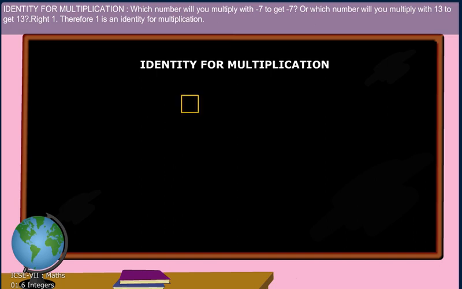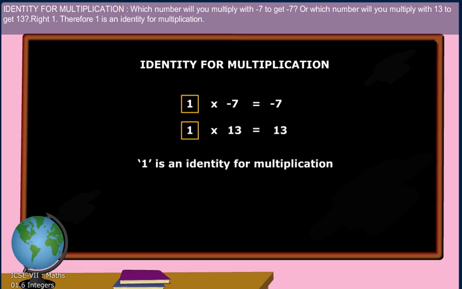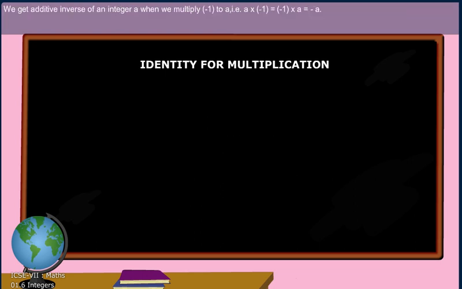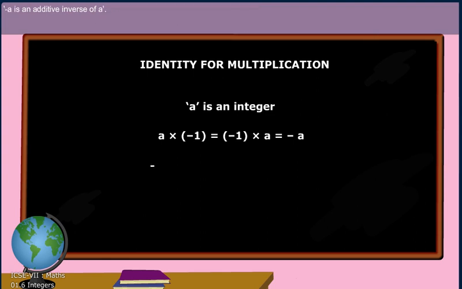Identity for multiplication. Which number will you multiply with -7 to get -7? Or which number will you multiply with 13 to get 13? Right, 1. Therefore, 1 is the identity for multiplication. We get the additive inverse of an integer a when we multiply -1 to a. That is, a into (-1) is equal to (-1) into a is equal to -a. -a is the additive inverse of a.